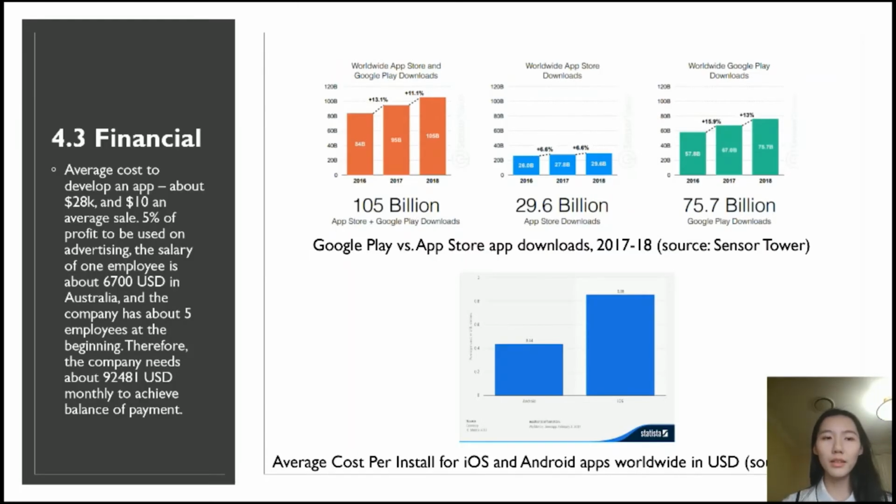As can be seen in the picture, the average cost to develop an app is about 28,000 US dollars. And if we use about 5% of our profit to advertise, and the salary of one employee is about 6,700 US dollars, the company needs about 92,481 US dollars monthly to achieve balance of payment.